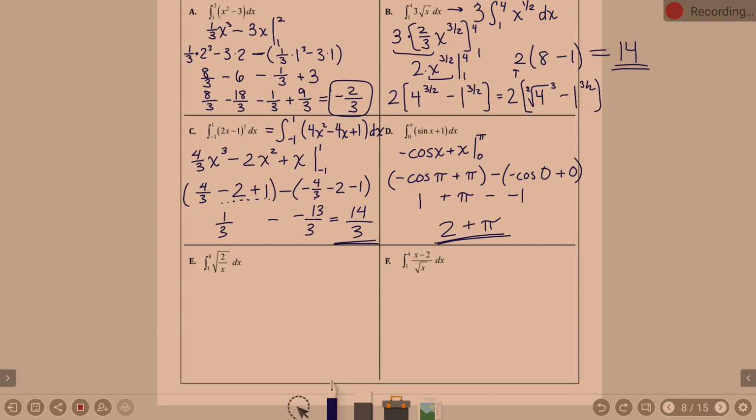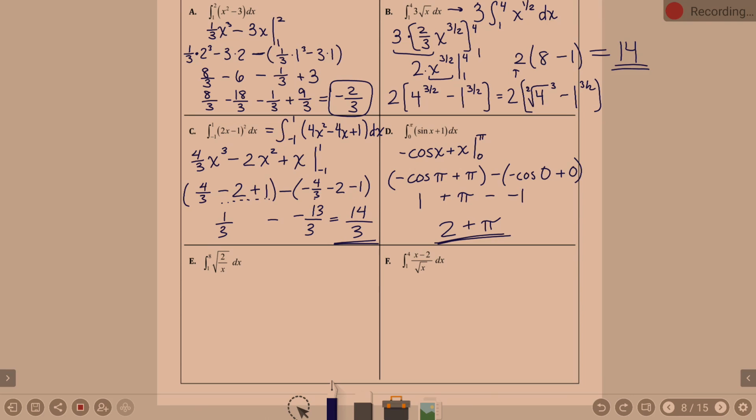Trig is fun. And if you're not using a calculator, that is the answer you would see. So this is multiple choice non-calculator, you're going to see that. You're not going to see 5.14 or something, you're going to see 2 plus pi. Okay?